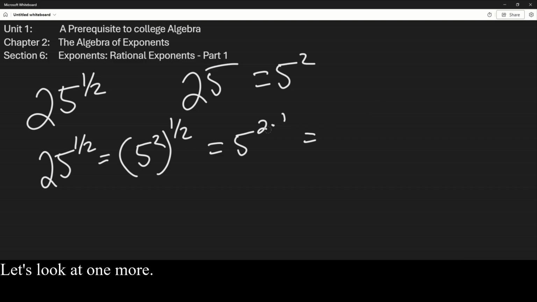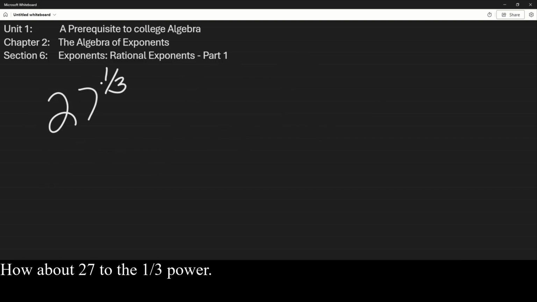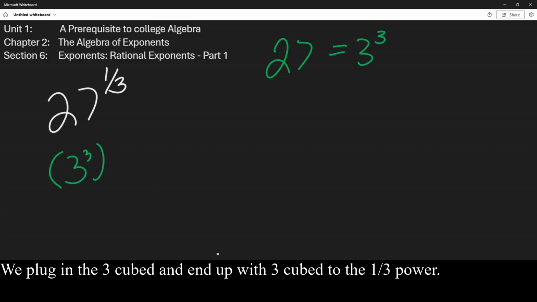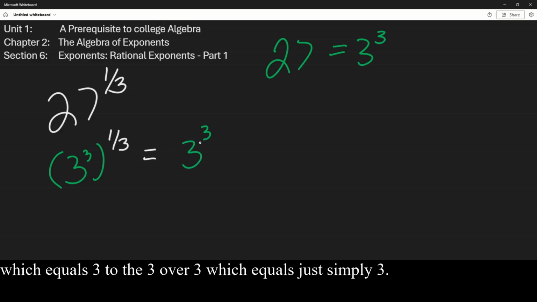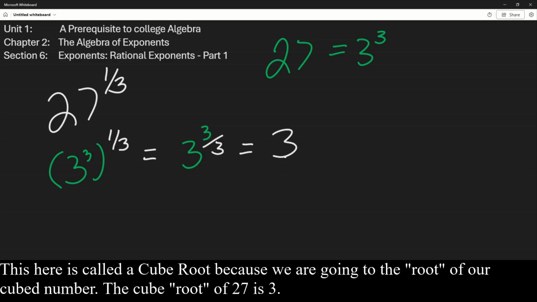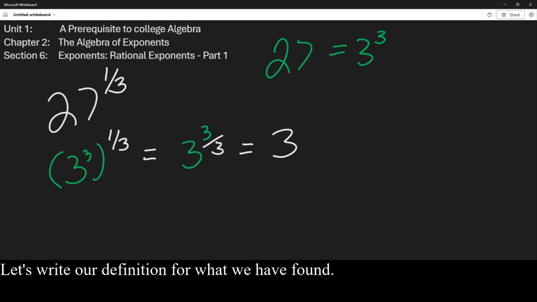Let's look at one more. How about 27 to the 1/3 power? Notice that 27 equals 3 cubed. We plug in the 3 cubed and end up with 3 cubed to the 1/3 power, which equals 3 to the 3 over 3, which equals just simply 3. Once again, the powers canceled out. This here is called a cube root because we are going to the root of our cubed number. The cube root of 27 is 3. Let's write our definition for what we have found.